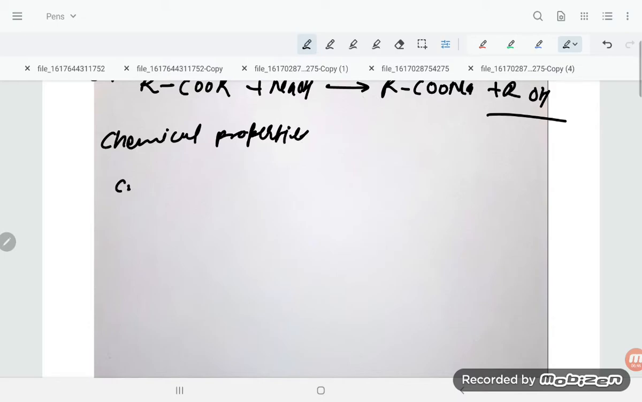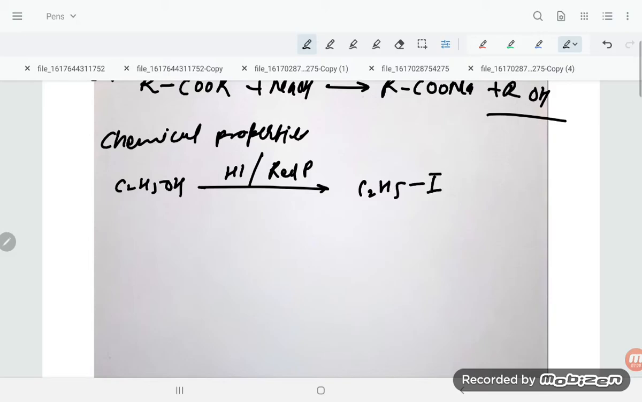Here I am taking C2H5OH, and if you are treating it with HI and red phosphorus, what compound is it going to give, students? Alcohol is going to be reduced and give an alkane, C2H6. It will not give C2H6, dear students, it is going to give C2H5I.